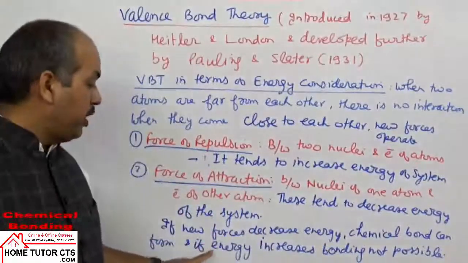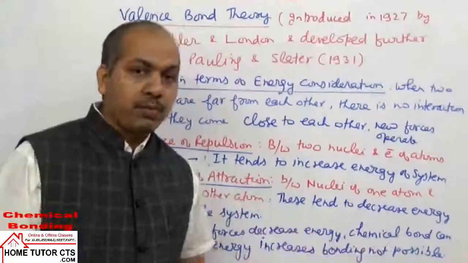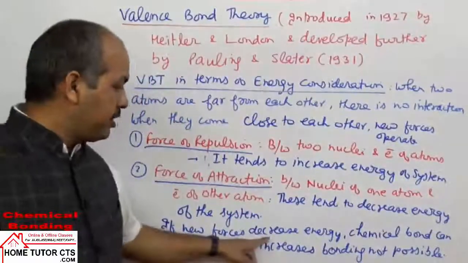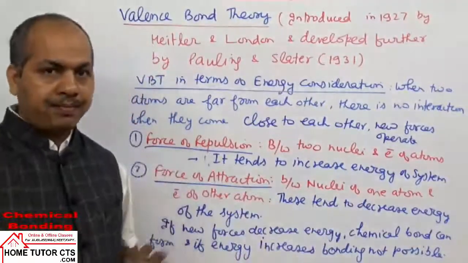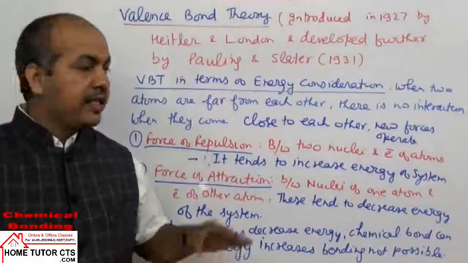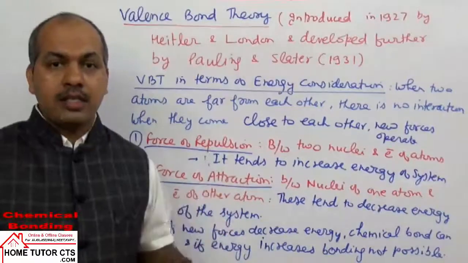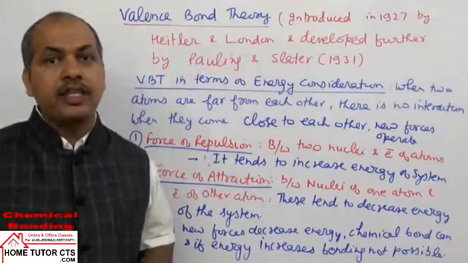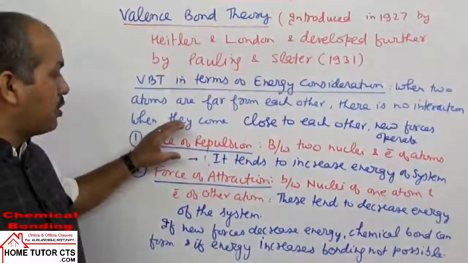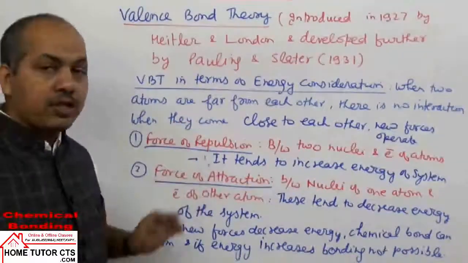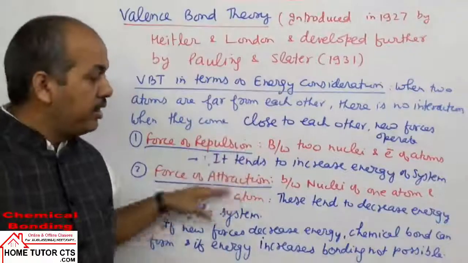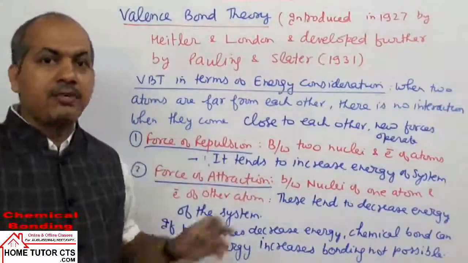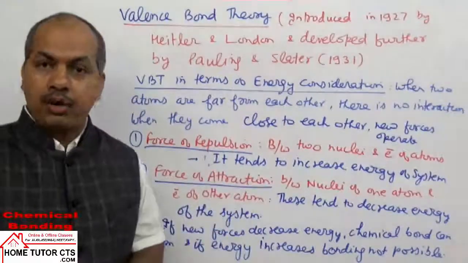If the energy is increased, bonding is not possible. If energy decreases, bonding is possible. I hope it's clear. We have to see that the energy of the system as a whole should decrease. If the repulsion force is less and the attraction force is higher, then this can decrease the energy of the system and favor chemical bond formation.